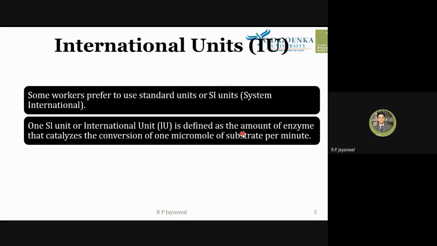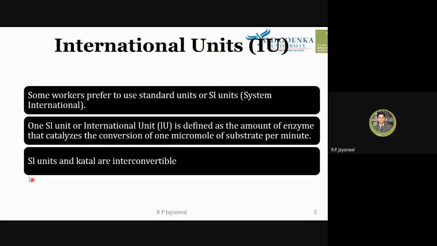This is the difference you can understand. In katal, we studied that one katal is that amount of enzyme that converts 1 mole of substrate per second. But here you should understand that one international unit is defined as the conversion of 1 micromole of substrate per minute. So the amount of enzyme required to convert 1 micromole of substrate per minute is known as one international unit. Here SI unit and katal are interconvertible. So we can convert katal to SI unit or SI unit to katal by this equation: 1 international unit equals 60 nanokatal, whereas 1 nanokatal equals 0.06 international unit. So here we have studied the units for measuring enzyme activity.